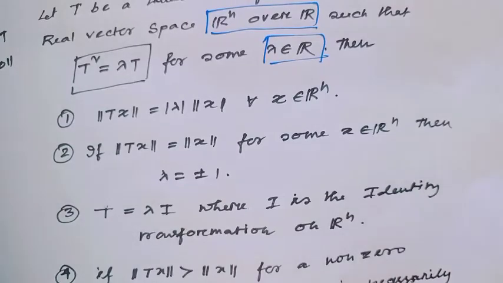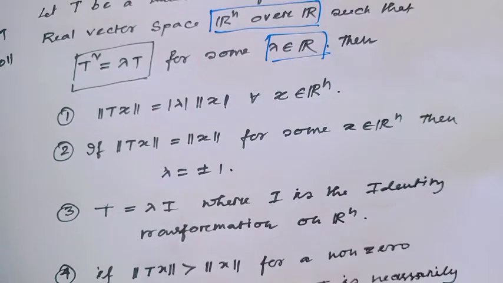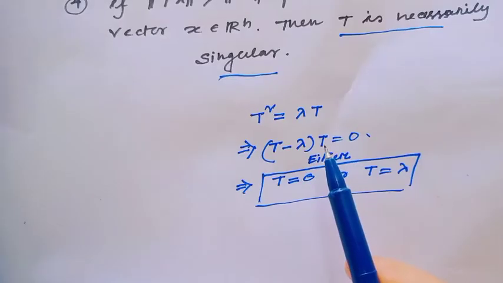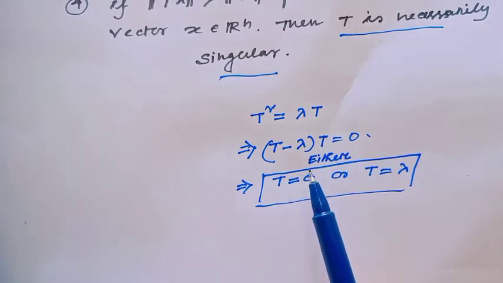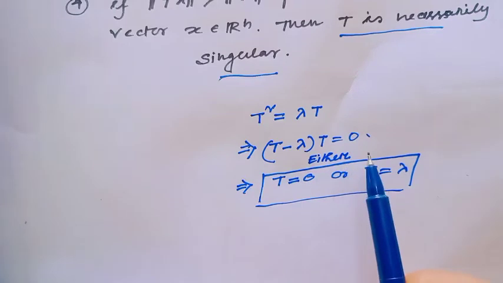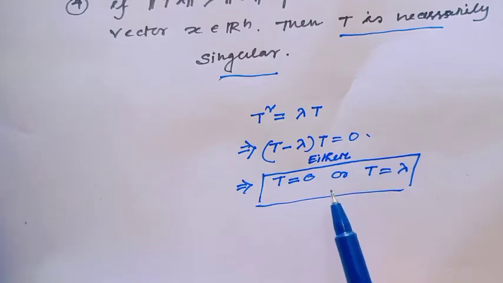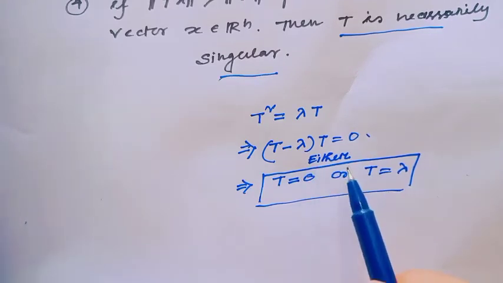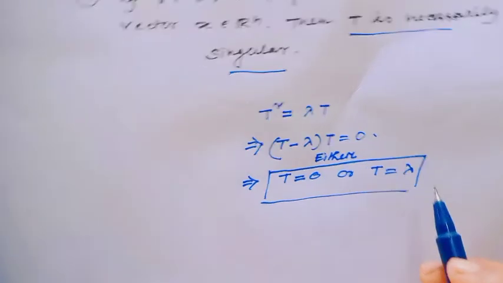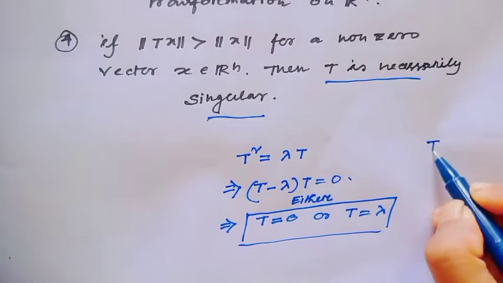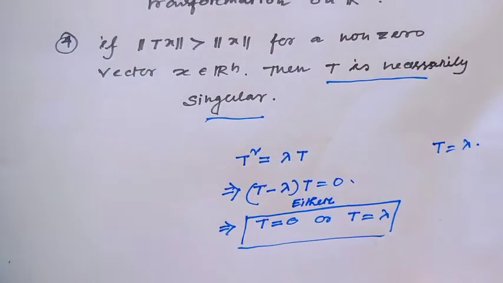At first I will recommend you, please try it on your own. Then see my method also. Okay. The operator is T square equal to lambda T. That implies obviously T square minus lambda T equal to 0. And from this equation, either T equal to 0 or T equal to lambda.